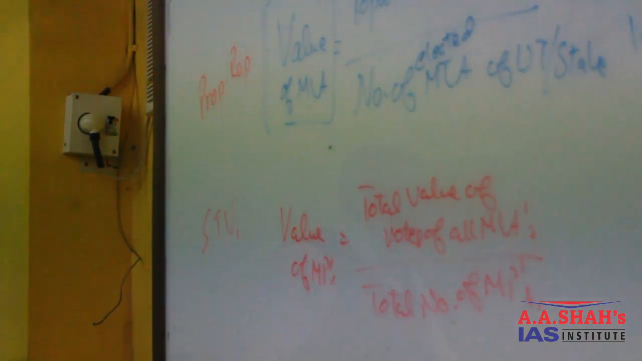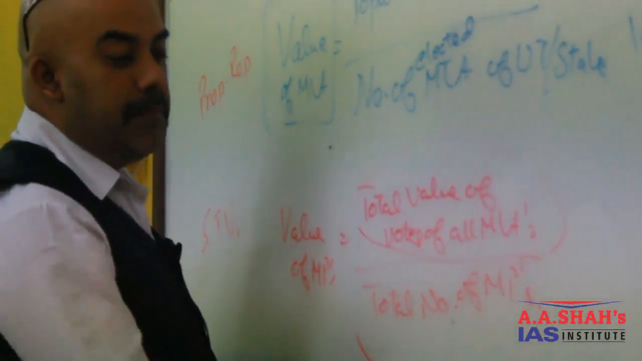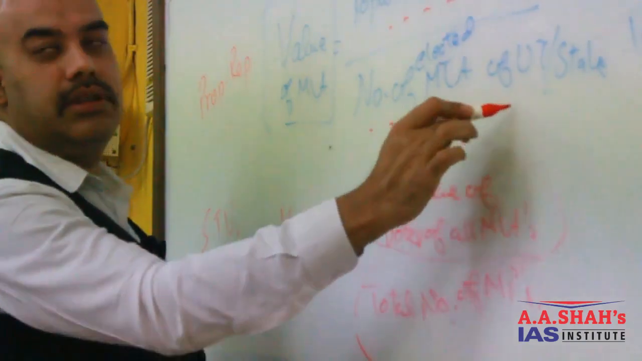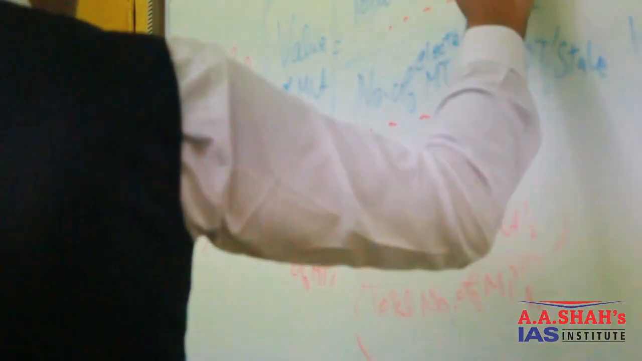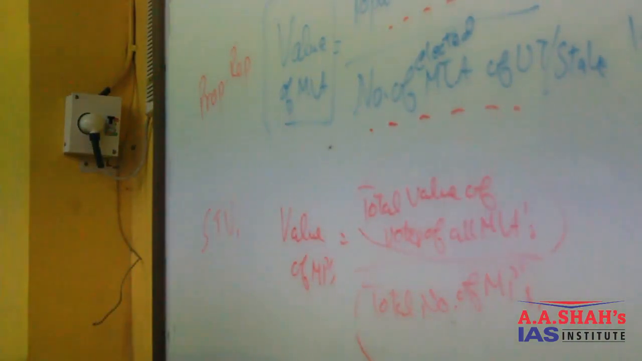MP. Whose value is going to be same? MPs. All the total values, this is a constant, total number of MPs is a constant. This varies from state to state. Are you clear? So all the MPs will have equal value. All the MLAs will depend upon which state has a higher population, which state has a lower population. I hope you are clear with this part.